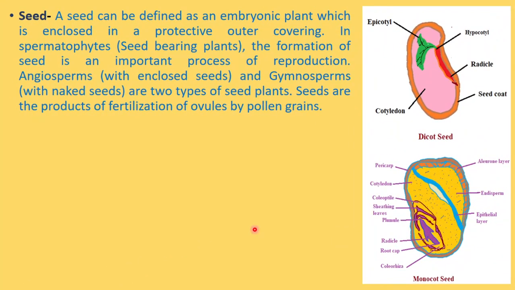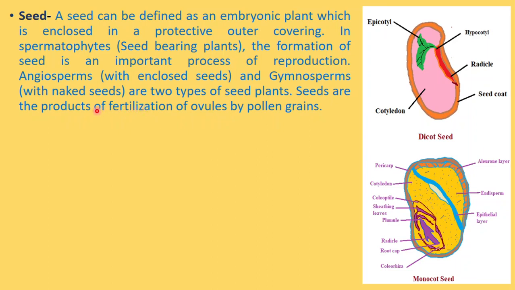Before proceeding to seed dormancy, we must know what is meant by a seed. A seed can be defined as an embryonic plant which is enclosed in a protective outer covering. In spermatophytes, that is seed bearing plants, the formation of seed is an important process of reproduction. Angiosperms are the plants with enclosed seeds and gymnosperms are the plants with naked seeds. These are the two types of seed plants, and they are divided on the basis of enclosed seeds and naked seeds.